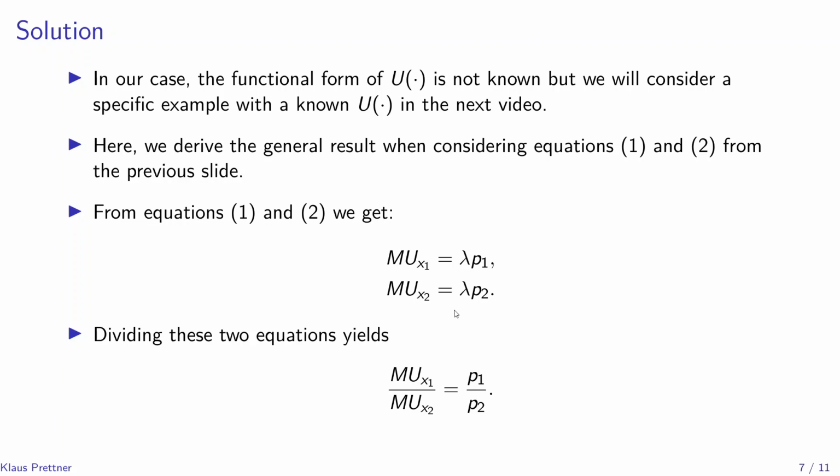The lambda would drop out because it appears in the numerator and in the denominator on the right hand side. And we would have p1 over p2 left on the right hand side. And on the left-hand side, we would have the marginal utility of the consumption of good x1 and the marginal utility of consumption of good 2 here, which is the ratio of the marginal utilities, and that is the marginal rate of substitution between the two goods.